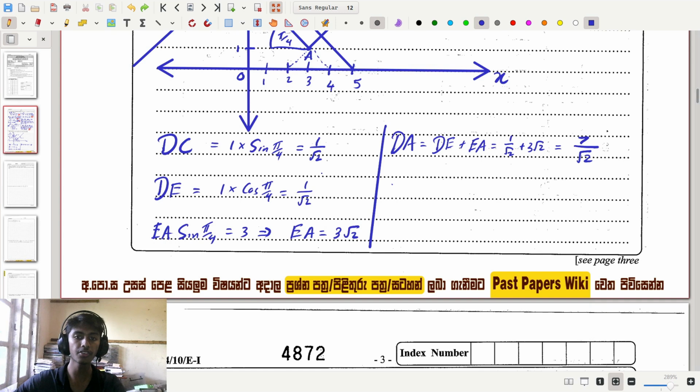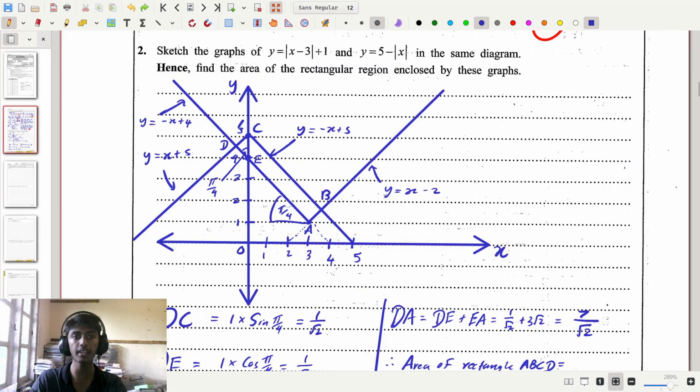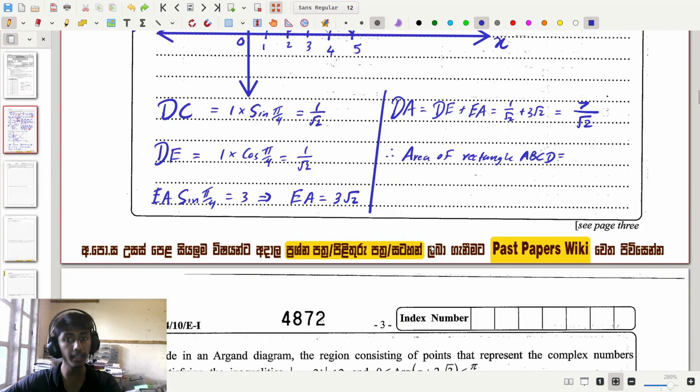Now considering this, we can say the area of the rectangle ABCD is equal to the product of DA and DC, since DA is this side length and DC is this side length. So therefore the area of rectangle ABCD is equal to DA times DC, which is going to be equal to 7 divided by root 2 times 1 divided by root 2.